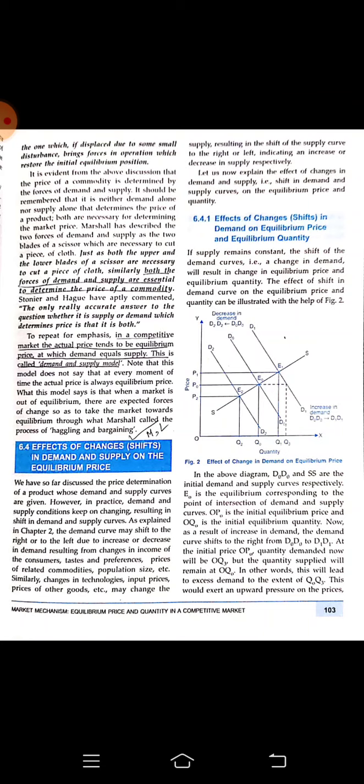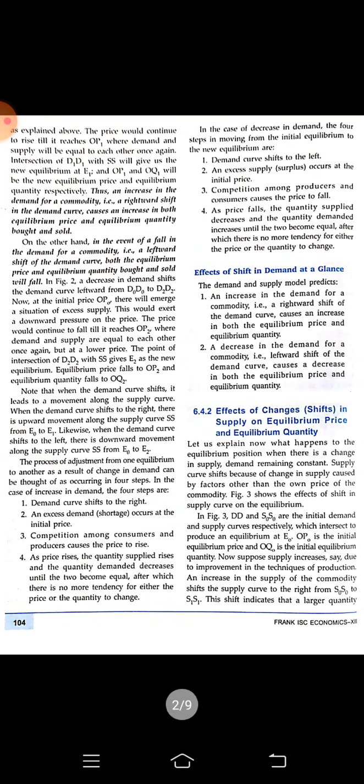On the other hand, we can say in the event of a fall in the demand for a commodity, that is a leftward shift of the demand curve, both the equilibrium price and equilibrium quantity bought and sold will fall. Next, we are having effects of the changes or shifts in the supply on the equilibrium price and equilibrium quantity.